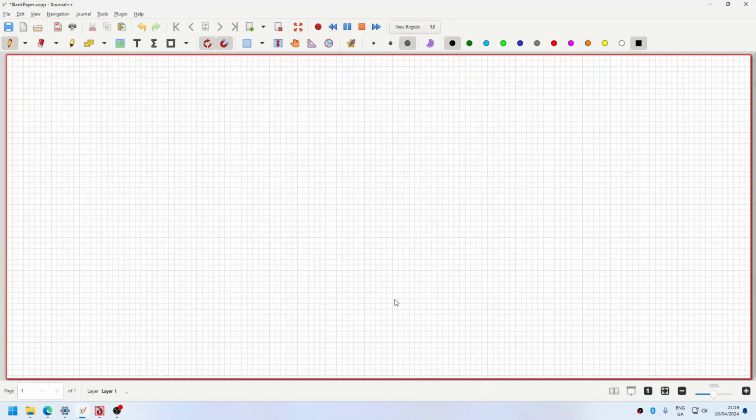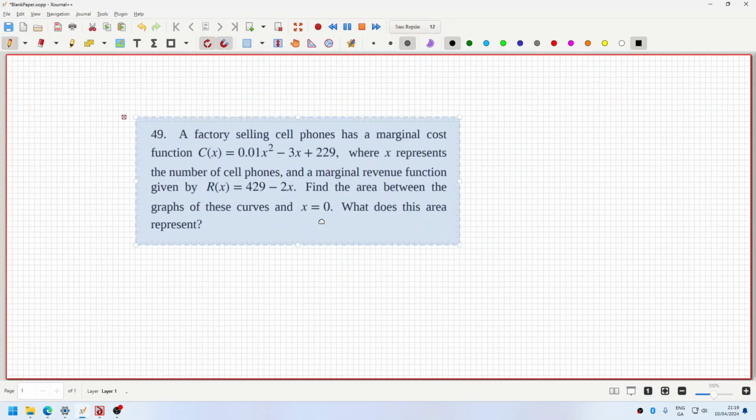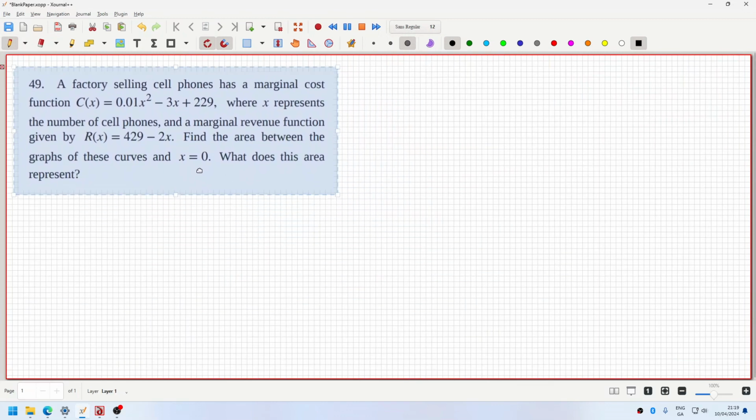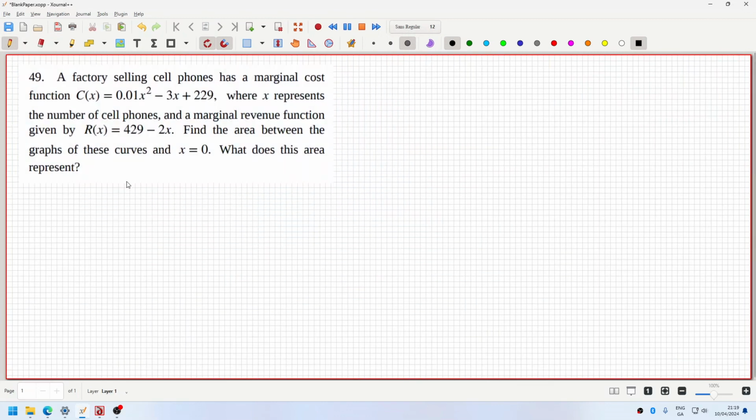Okay. A factory selling cell phones has a marginal cost function. So usually you would write that as MC. I don't think you would write it as C. So I'll just correct that. Marginal cost function is given by that. And marginal revenue is given by that. Find the area between the graphs of these curves and x equals 0.